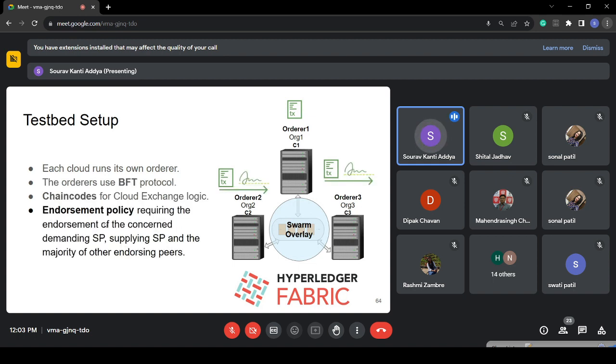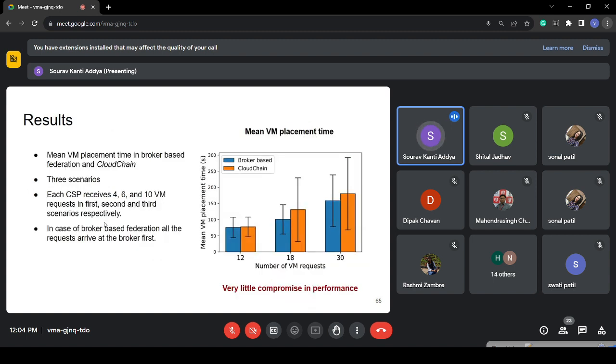And finally, we used a BFT protocol. It is one of the consensus protocols in blockchain, private, permissioned blockchain. It is a Byzantine fault tolerant protocol, so we have used that. We used some endorsement policy for supplying and demanding service providers, and we compared our results with a centralized kind of system.